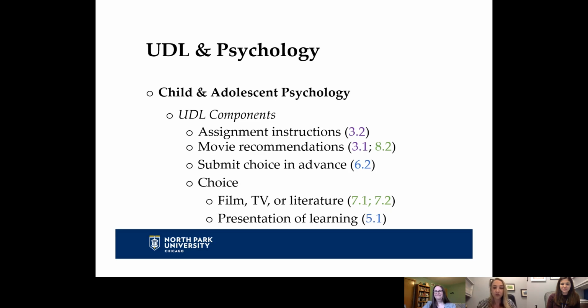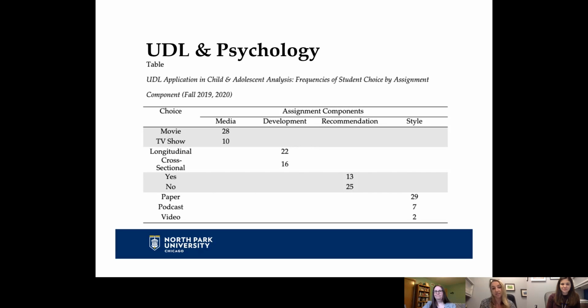And so I've actually collected data on this since I've made the change. If you notice, this first column has the choice, and the top row has the different assignment components. As you walk through, you can see no one chose a book. Students are mostly picking movies, a few pick a TV show. In terms of the longitudinal versus cross-sectional approach, it's a fairly even split. More students are not taking my recommendation than taking my recommendation of Cheaper by the Dozen or Boyhood.